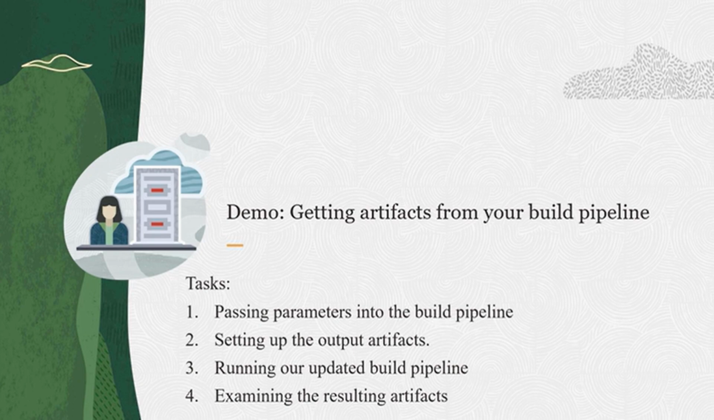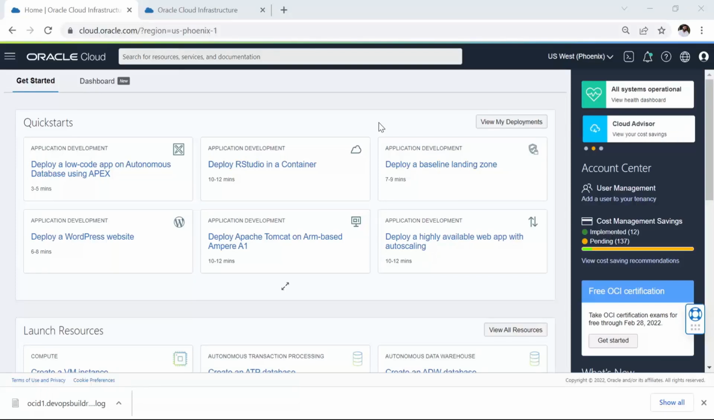Once we are done with passing parameters into the build pipeline and setting up the output artifacts, we will be running our updated build pipeline to examine the resulting artifacts and to see if those artifacts were created in the container as well as artifact registry. So let's get started. Okay, so before we begin, the prerequisite to this demo is that you must have already created a container registry as well as an artifact registry within the compartment where you are managing your DevOps resources.